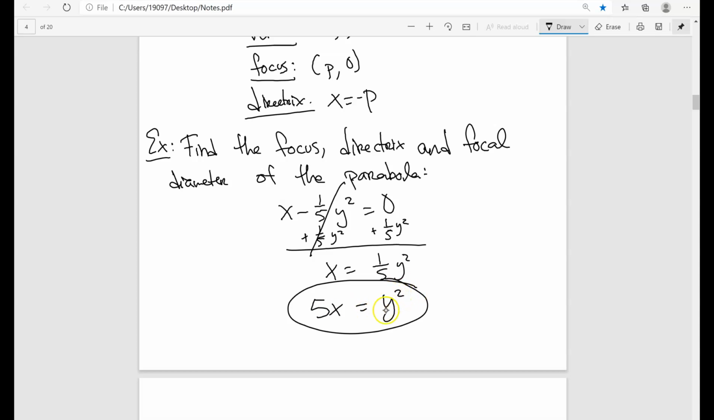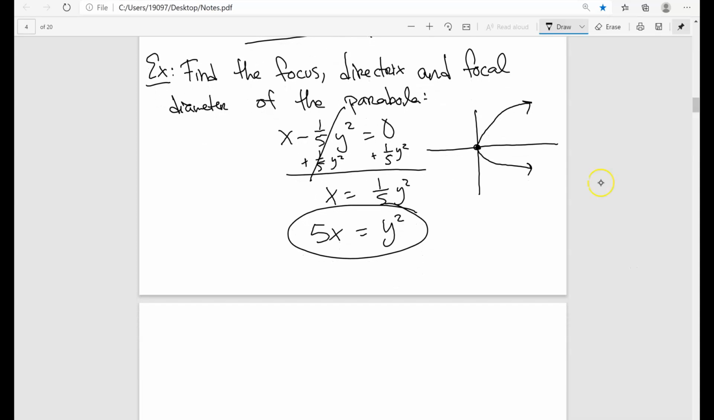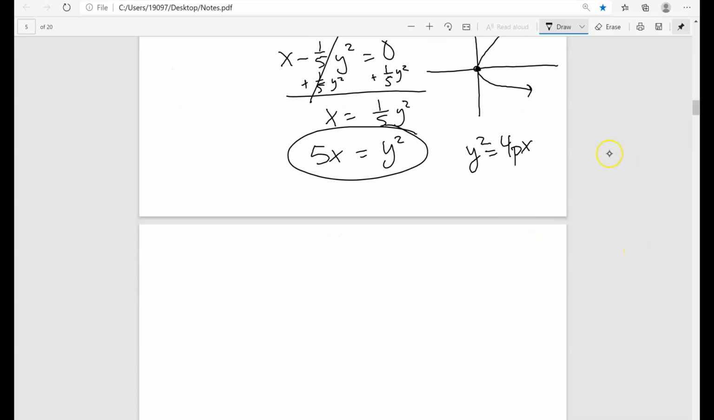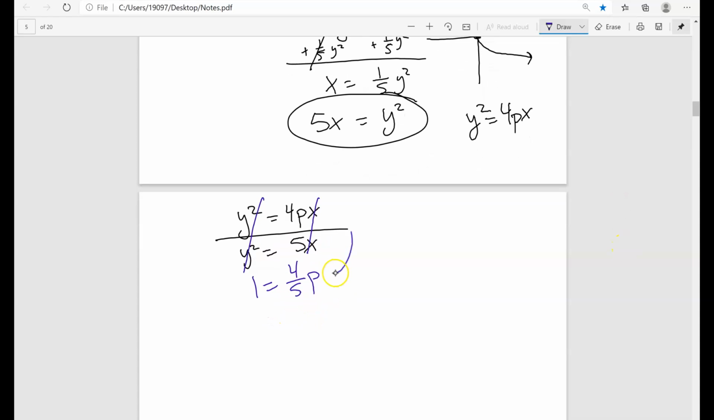So you can see that when you have it in this form, it's all positive, which means that this guy is opening up to the right. Okay. So now let's equate this to the equation of a parabola with horizontal axis, which is y squared equals 4px. So you're going to take y squared equals 4px, which is the original equation, and divide it by the equation y squared equals 5x. So you can see now that the y's go away, the x's go away, and you're left with 1 is equal to 4/5 p. So when I solve for this, you're going to get p is equal to 5/4. So this is going to be the value of p.